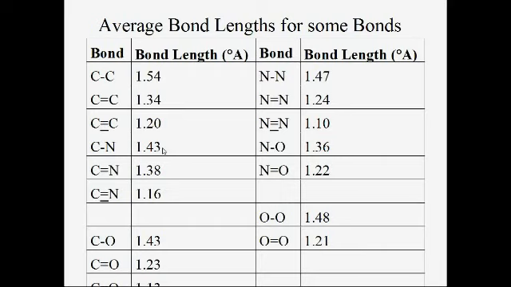Carbon-nitrogen single bond, 1.43 angstroms. Double bond, 1.38. Triple bond, 1.16. So as we increase the bond order, we are making the bond shorter.